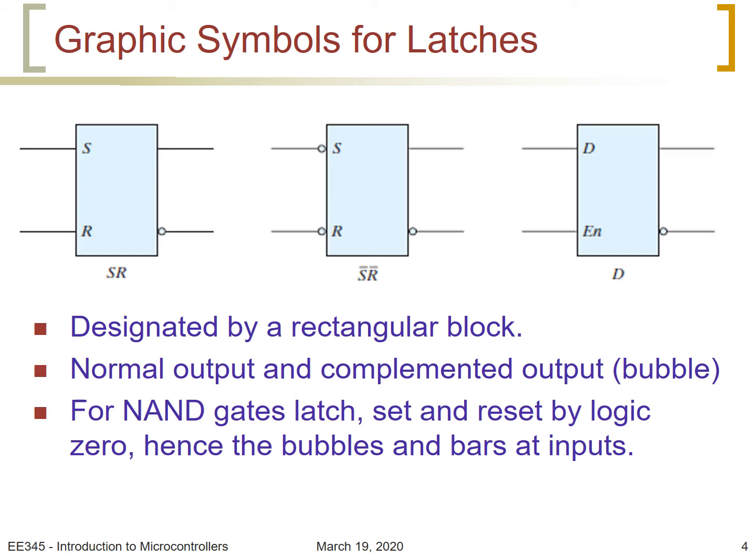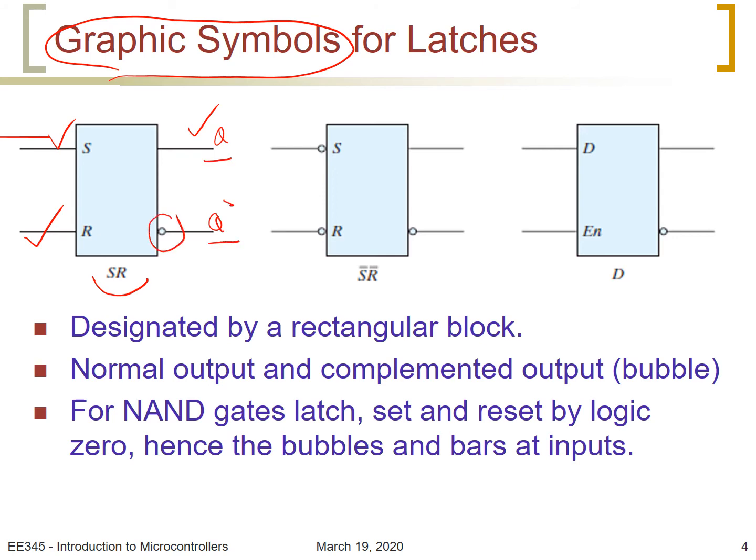Now to summarize, we have described three types of latches, and we present them now with graphic symbols for simplicity. We know what is inside. The first one is an SR latch, which has S input, R input, and one output, which is a Q. The other output is a Q prime. We don't write a Q and a Q prime. We write one with a bubble, which is for prime, and the other one without a bubble. So we have normal output up on the top and complemented output at the bottom. And the latch is designated by a rectangular block.